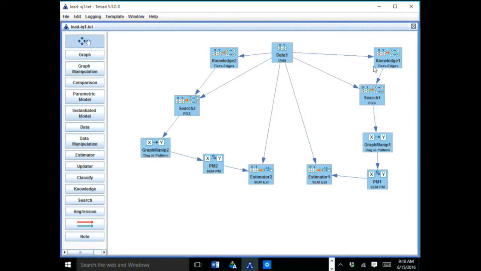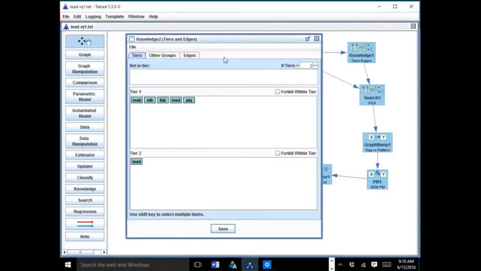So I did the search with two kinds of knowledge. One in which I simply let lead be the second tier because it's occurring at a measurement when the child loses their baby teeth, that's really prior to anything else happening.